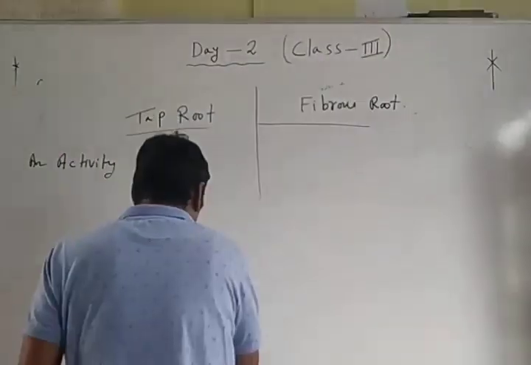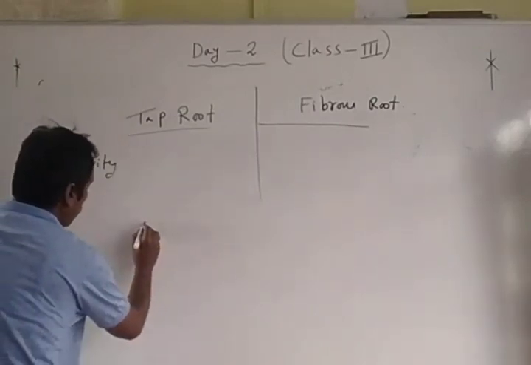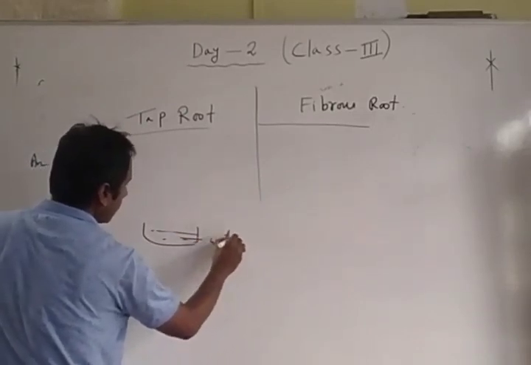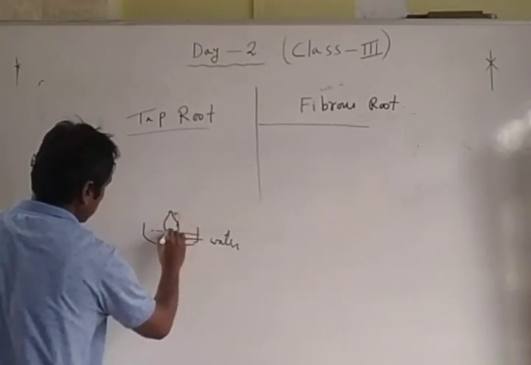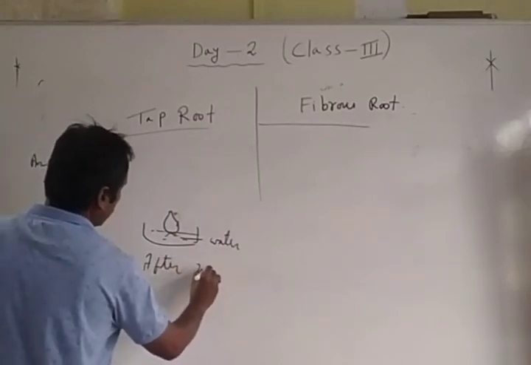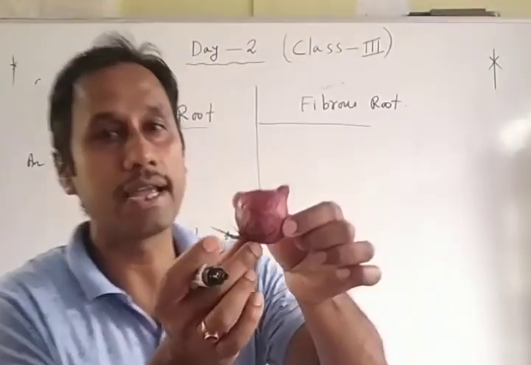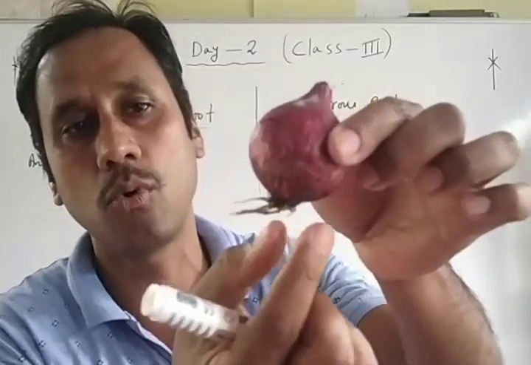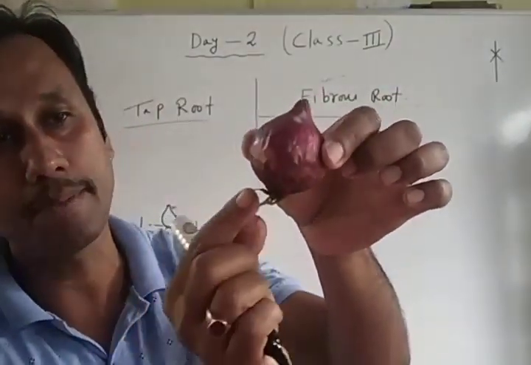But if you use the onion, how will you do the activity? You take a container with some water and put the onion there. After two or three days, you will see lots of small hair-like roots come out. Many roots come out together, at the same base of the stem.